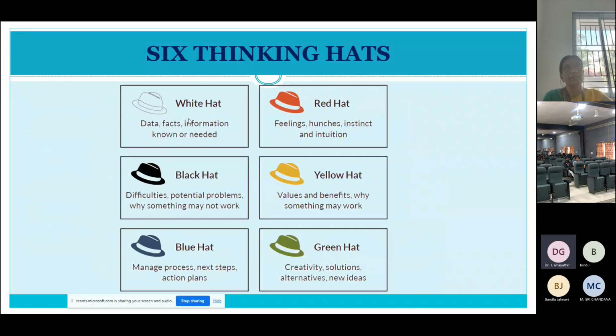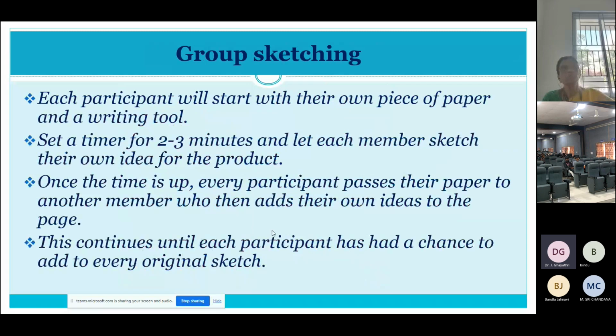See this one: white hat for data, facts, and information. Then red is about feelings, yellow about values and benefits, black about difficulties and dangers. Then blue is managing the process, green is creativity. Then group sketching: each participant starts with their own piece of paper and a writing tool. Set a timer for 2 to 3 minutes and let each member sketch their own idea for that product.